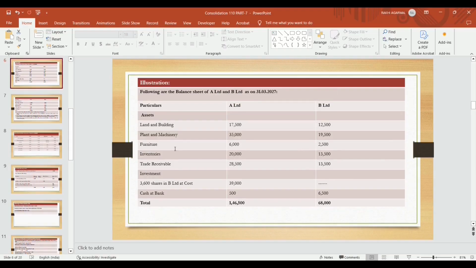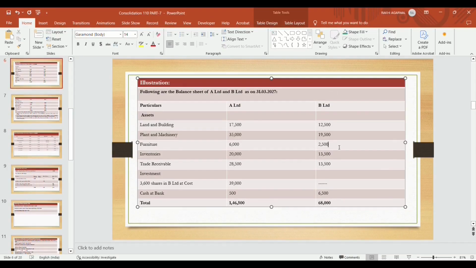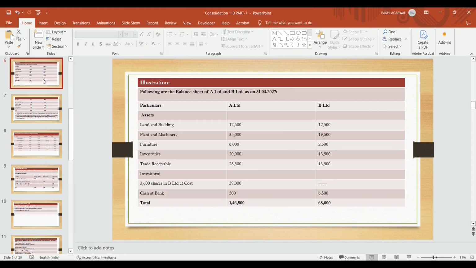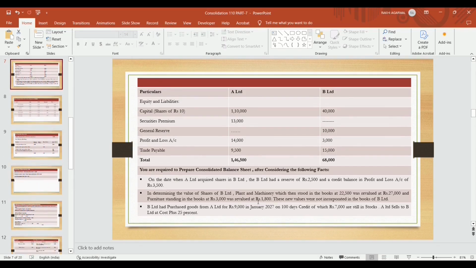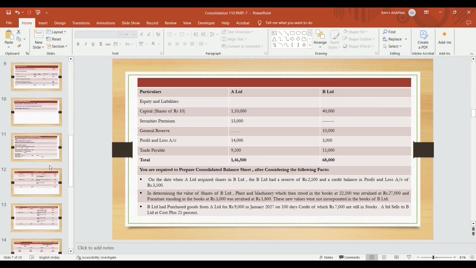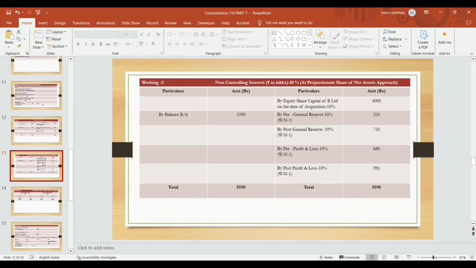At the time of making the consolidation it becomes 2,500. So there is a decrease of 500. 500 is the depreciation after acquisition. The revaluation depreciation arises because the value of furniture was reduced from 3,000 to 1,800. How will it impact the additional depreciation?